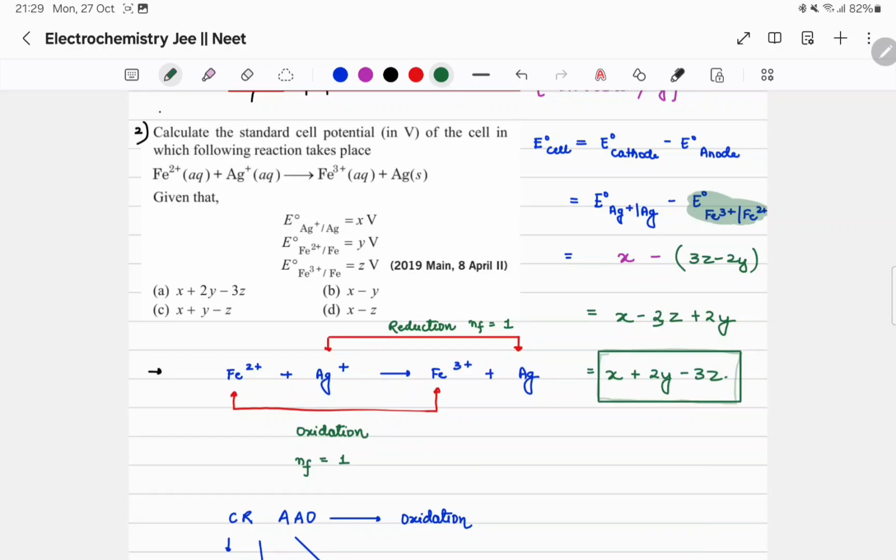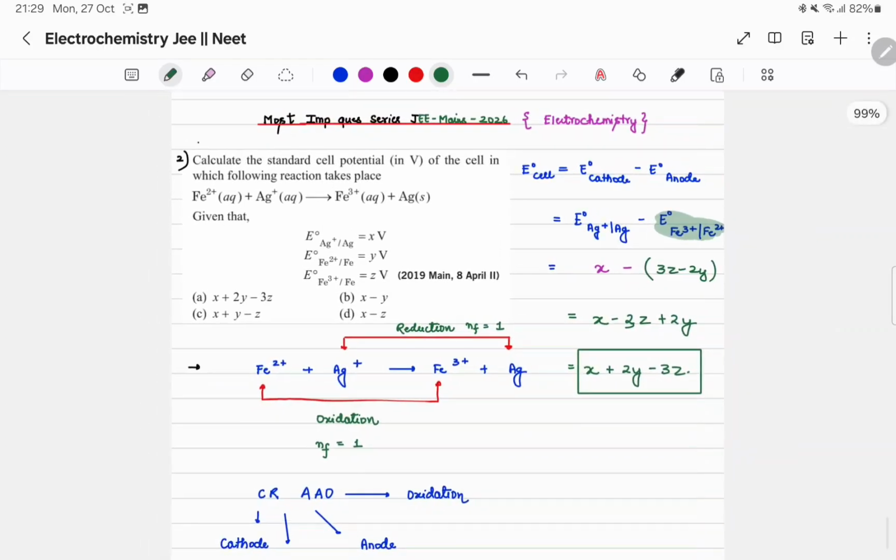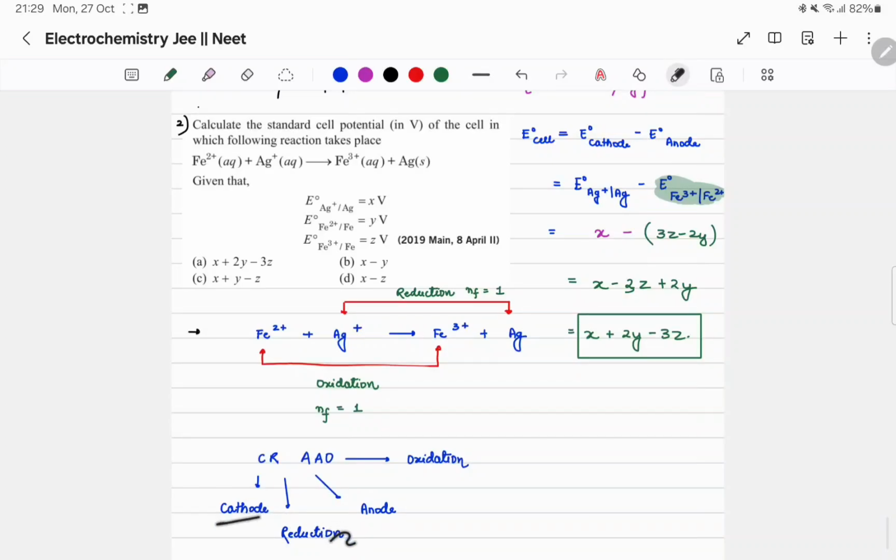So it's a very important concept. Generally students get confused, so let me give a brief review. This question belongs to standard cell potential. First we wrote the formula E naught cathode minus E naught anode. Then I wrote the reaction, identified the oxidation part and reduction part, and calculated the n factor. On cathode there is always reduction and on anode always oxidation. Then I wrote cathode Ag+/Ag and Fe3+/Fe.